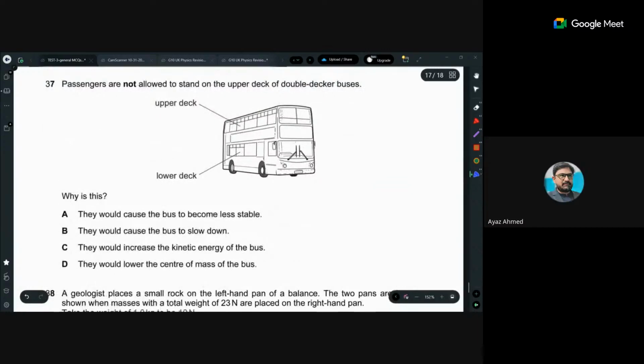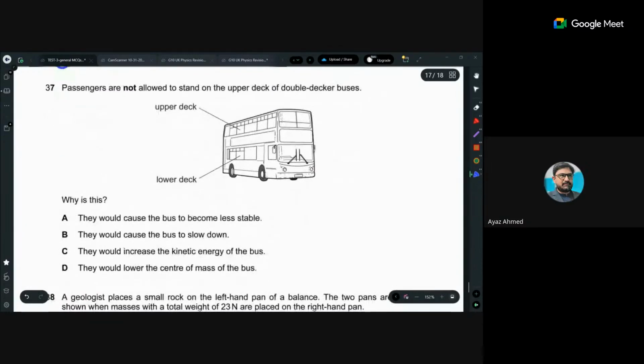So question number 37, that is a passengers are not allowed to stand on the upper deck of the car. Why? Because that would cause the bus to be less stable. ठीक है? Slow down नहीं, kinetic energy नहीं, like you mean center of mass. Stability, yes, it would affect the stability. It would be less stable. ठीक है? Recycling waste, which is recyclable.